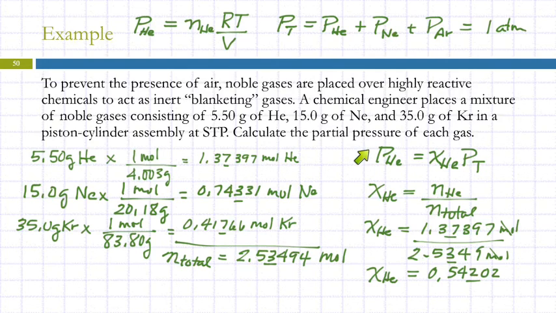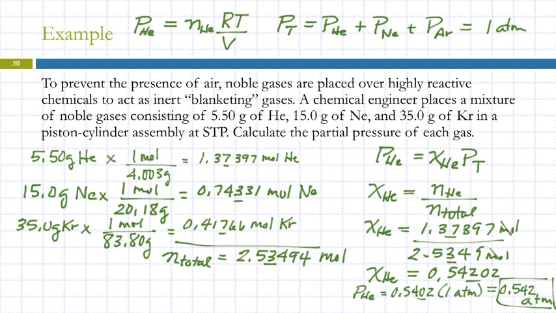The pressure of helium is my mole fraction times the total pressure. The total pressure is 1. So I just need to take that and multiply by 1 atmosphere. So the pressure of helium equals 0.542 times 1 atmosphere, so 0.542 atmospheres for helium. We still need to do neon and krypton.